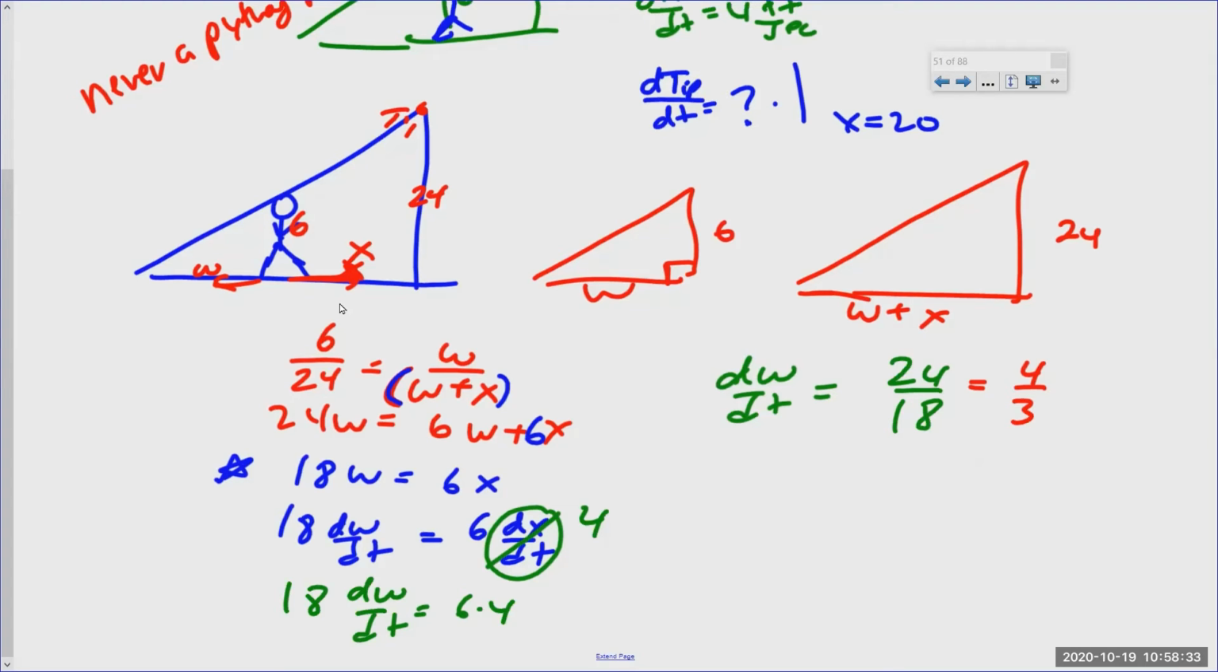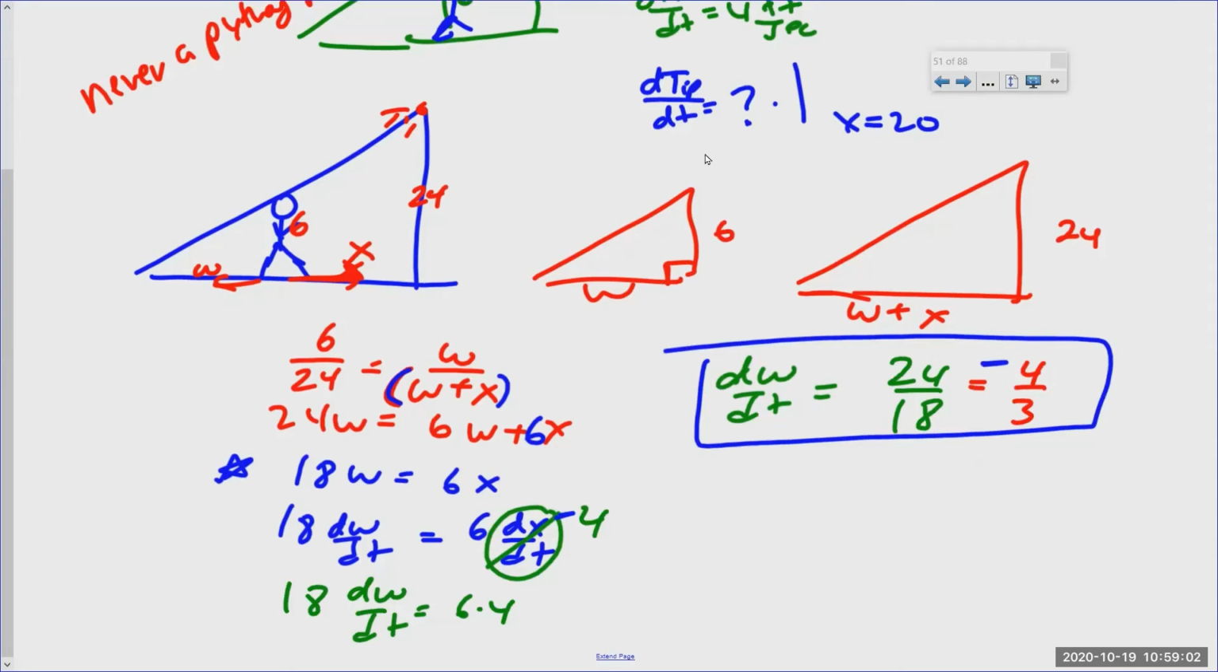But sometimes dx dt is positive or negative, depending on whether this length is getting shorter or longer. So if she's walking towards the lamppost, is dx dt going to be positive or negative? Is this distance getting shorter or longer? Do you guys see this distance is shorter? So the dx dt should be negative. So this should be a negative 4. So then the dw dt is actually a negative 4/3. Okay? So that's the answer for the rate of the shadow.